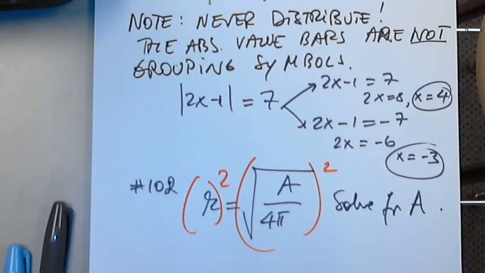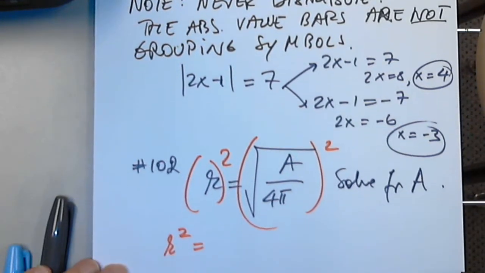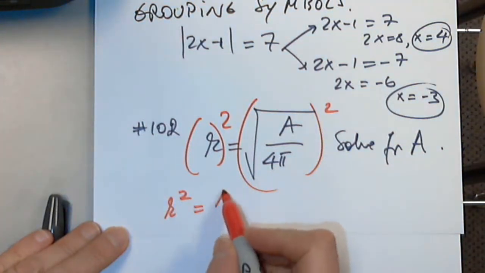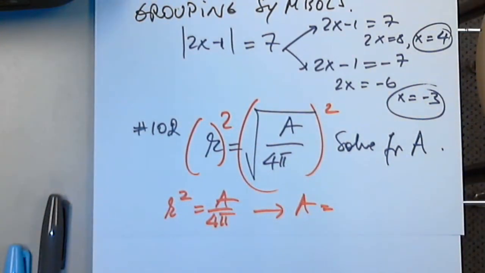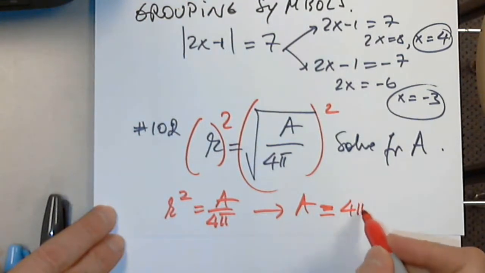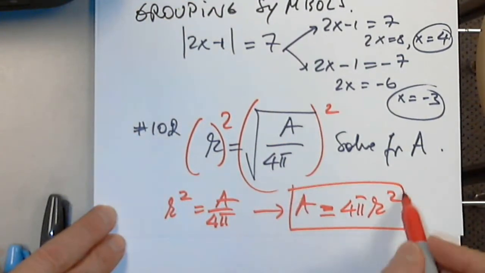If the index were 3, what would I have done to both sides? Okay, perfect. So then the left-hand side is r squared. What about the right-hand side? A over 4 pi. Very good. I'm solving for a. What do I do to both sides to solve for a? Multiply by 4 pi. Awesome. So the answer is 4 pi r squared.